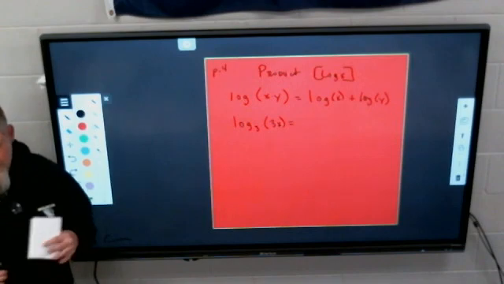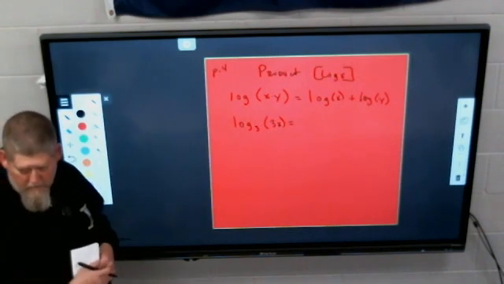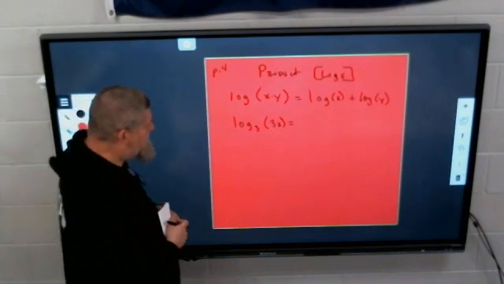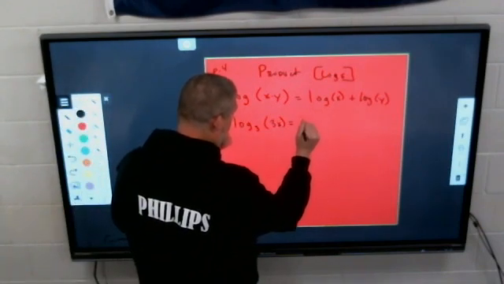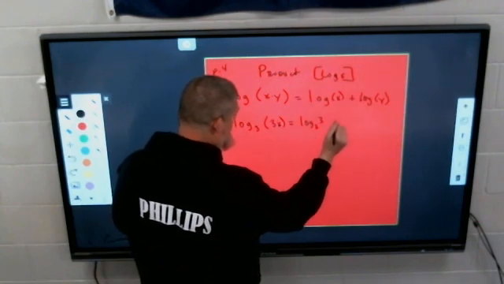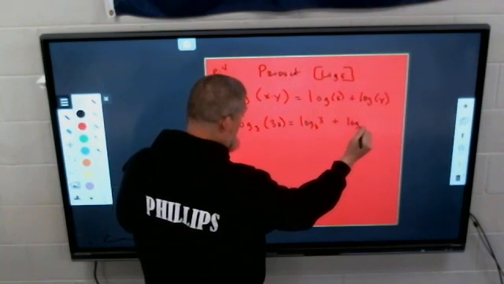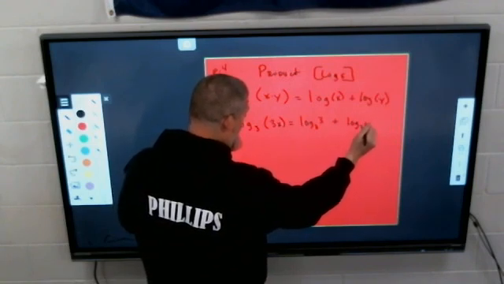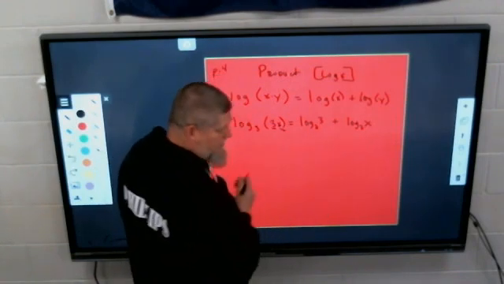So go ahead and split up that 3 and x into two separate logarithms. Okay? Give me a second to jot that down. So the first one would be what? Log base 3 of 3 plus log base 3 of x. We had 3 and x.